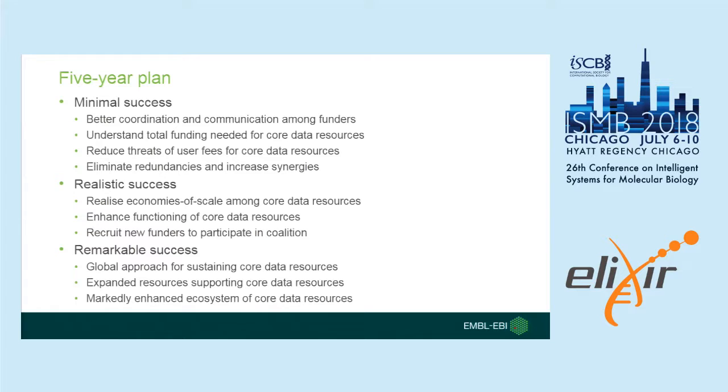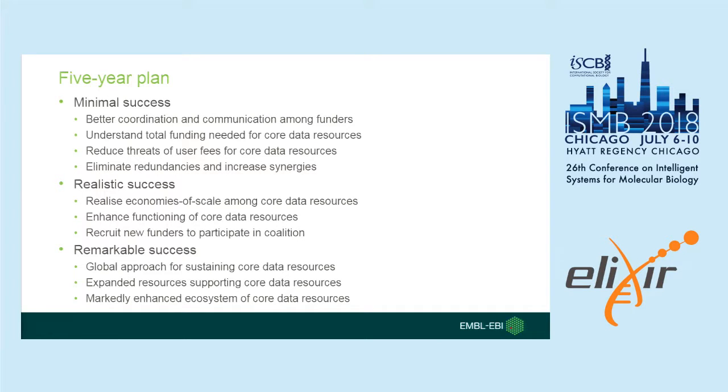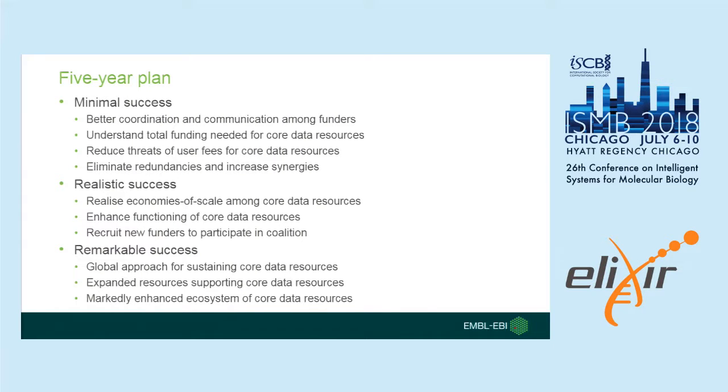So the five-year plan, if we look forwards, and you ask what's a minimal success we could have in this time, a realistic success and a remarkable success. The minimal success, which I'm pretty sure we can achieve, is better coordination and communication among funders. And I think that we have already achieved this through these 2 years. There is much more awareness that something needs to be done. We should then be able to understand the total funding needed for core data resources, because at the moment, if you don't say what the core data resources are, it's very hard to say how much they cost. So even on that we do not have an international agreement.